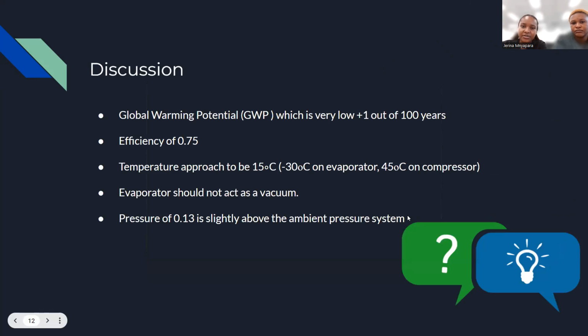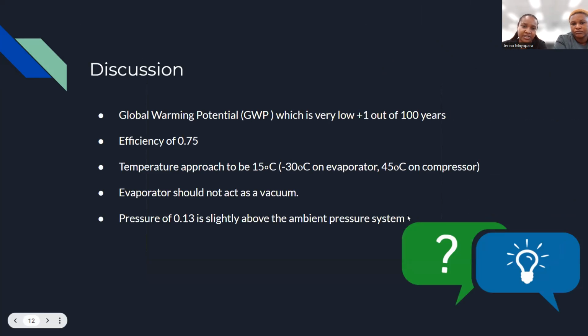So we decided to use ammonia because it has a very low global warming potential, GWP of 1, in a calculation over 100 years. And for our efficiency, we decided to use 0.75, which is best for our compressor to work well and to produce much pressure and temperature.